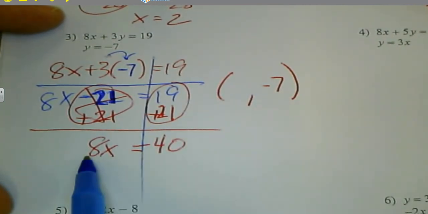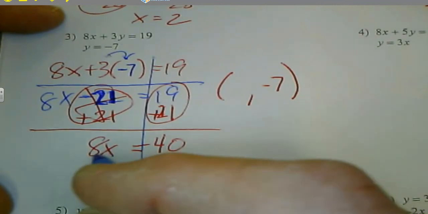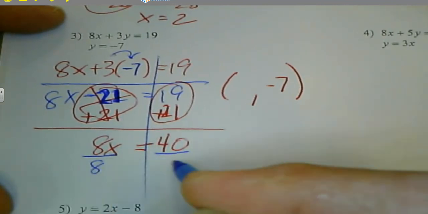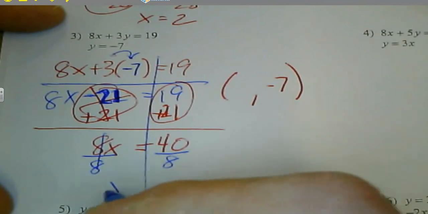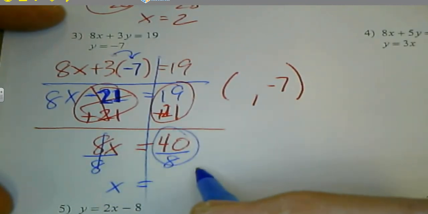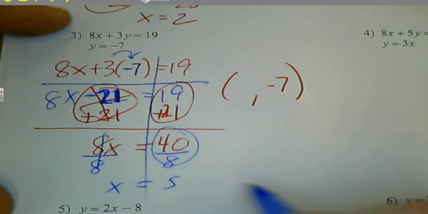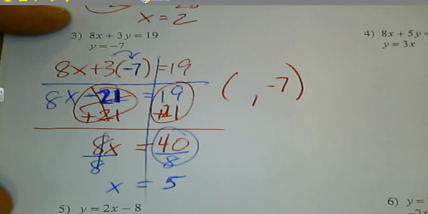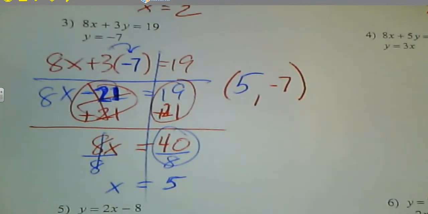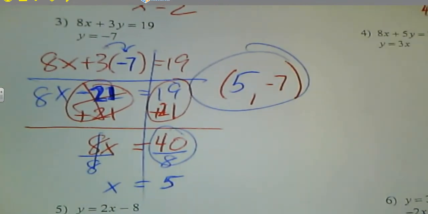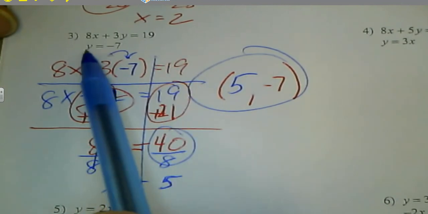And our final and last step, since this is 8 times x, the opposite of times is divide. So we divide by 8. 40 divided by 8 is 5, right? So the 5 goes right there. So there's your answer. This one was easy.